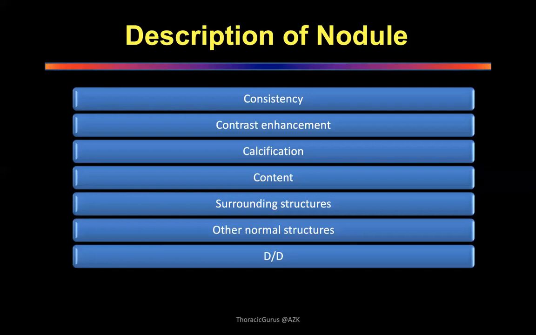And most importantly, at the end, talk about other normal structures. Either you can say everything else is normal, or you talk a little bit about important normal structures. So when you're talking about lung cancer and you've described a nodule, make a statement: there is no obvious lymphadenopathy seen in the mediastinum on the mediastinal window, okay?